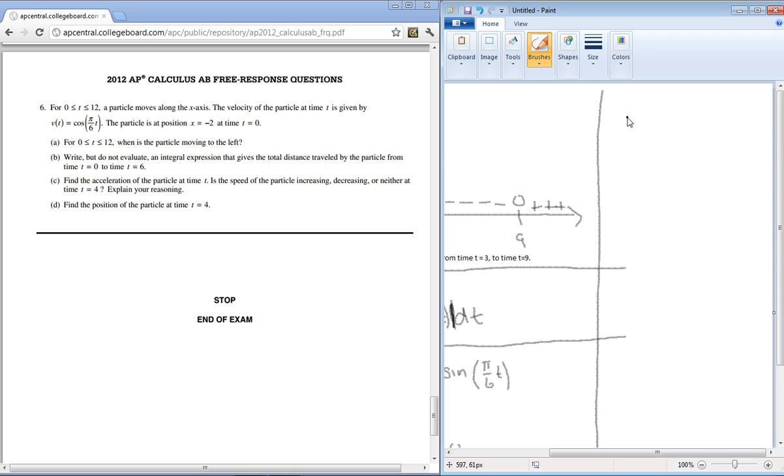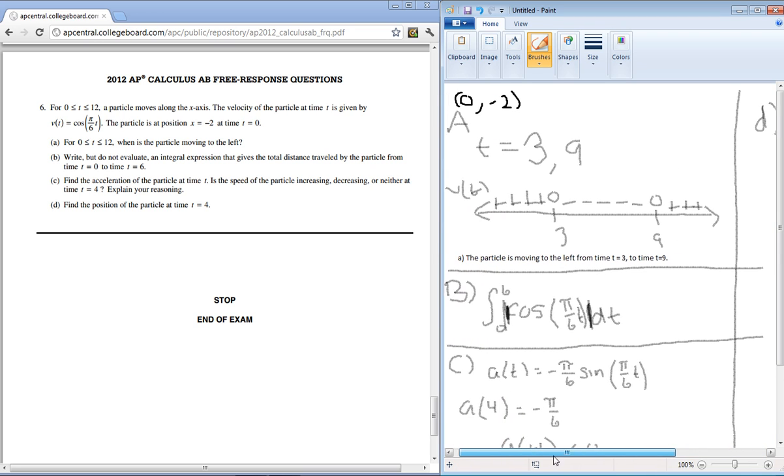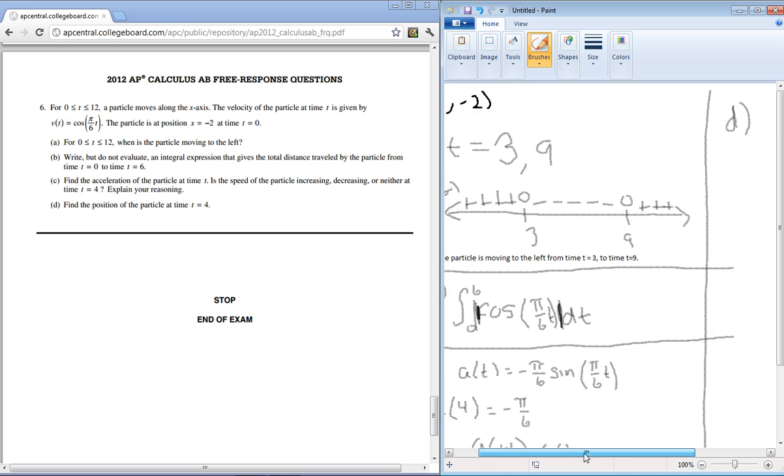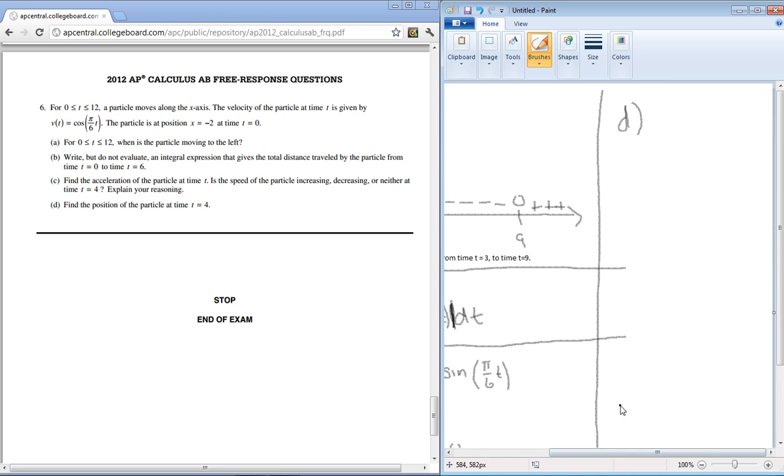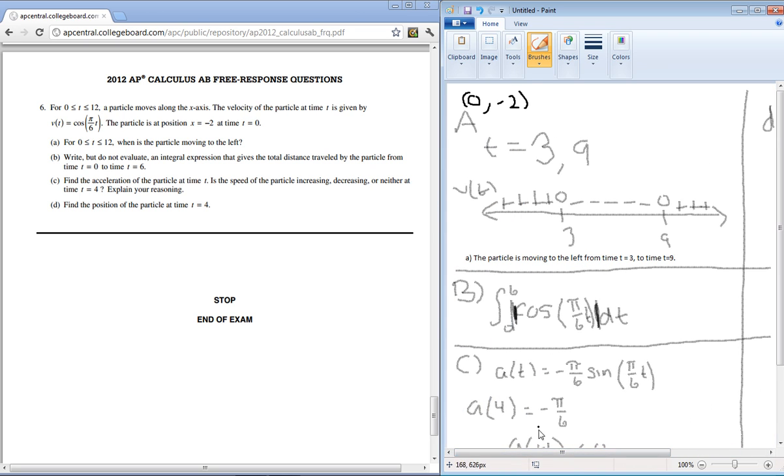Make a line. D. Find the position of the particle at time t equals 4. That means I actually have to integrate that without the absolute value. At time t equals 4. Find the position of the particle at time t equals 4. Oh! They gave us this point at the beginning. And so at time t equals 0, the particle is at position -2.